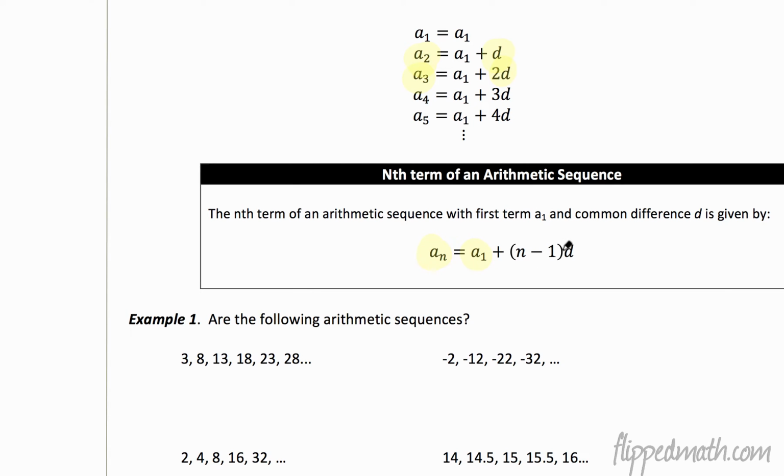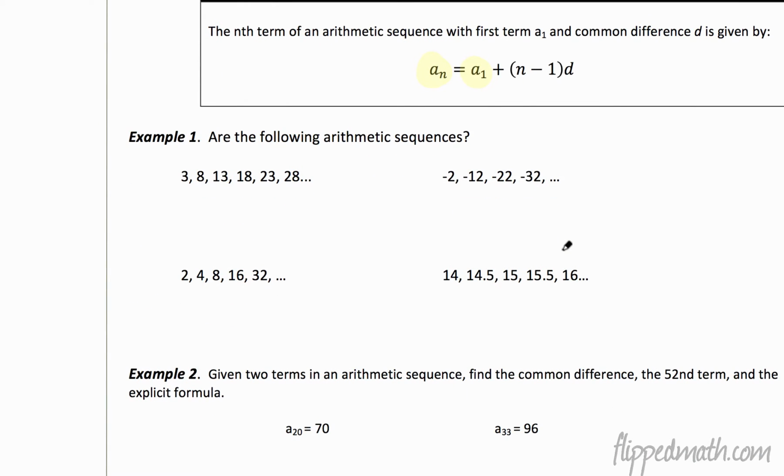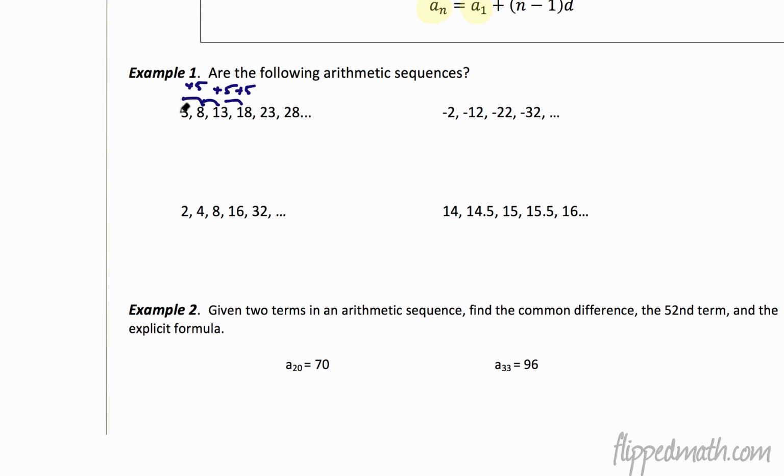That's 20 minus 1. Okay, so first example, are the following arithmetic sequences? Well, let's look. All you have to do is find differences. So what's the difference here? They added 5, plus 5. What's the next difference? Plus 5. What's the next difference? Plus 5. So they started at 3 and they added 5 each time. So because we started a term and we add the same amount every single time, doesn't change, then we say yes, this is an arithmetic sequence. The common difference here is going to be 5.